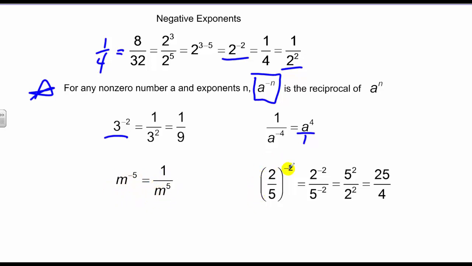When I have a fraction raised to a negative power, I can do one of two things. I can take the reciprocal of that fraction and raise it to that power, or I can say I have a term raised to a power, so that's 2 to the negative 2 or 5 to the negative 2. Each base has a negative exponent, so take the numerator, put it in the denominator, that's the reciprocal, and give it the positive power. Denominator goes to the numerator, that's the reciprocal, and give it the positive power, and then square both, so I get 25 over 4. It's going to be an important concept.